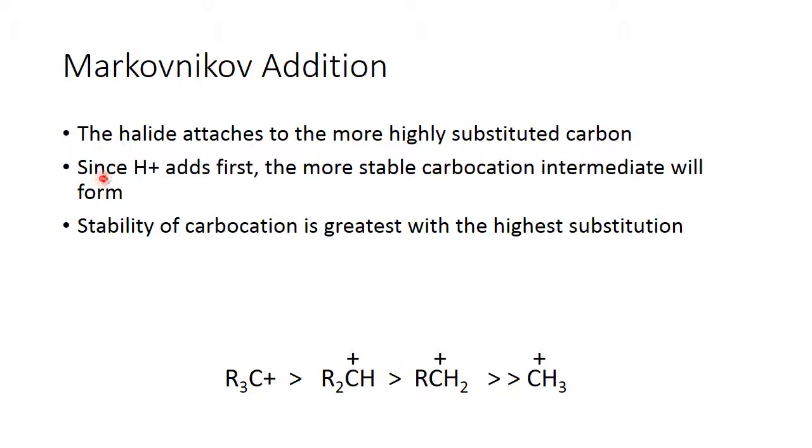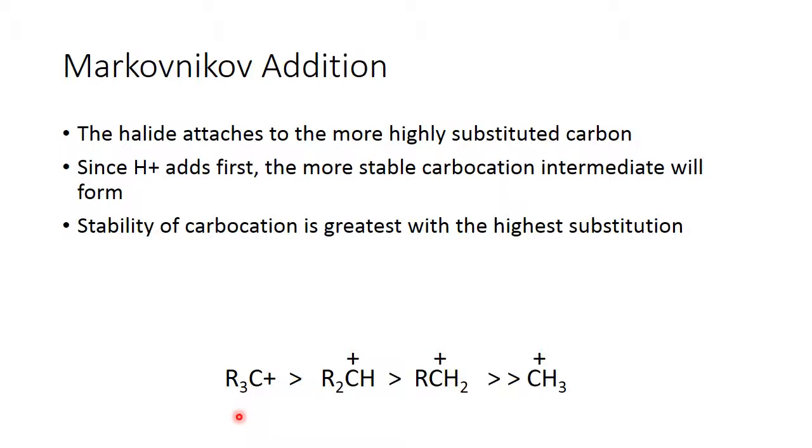Why does this occur? It's because when the proton does its electrophilic addition, a carbocation forms. And the more stable carbocation has a lower energy. The energy of this intermediate determines the height of the transition state before getting there. So the carbocation that has the greatest stability is formed fastest.